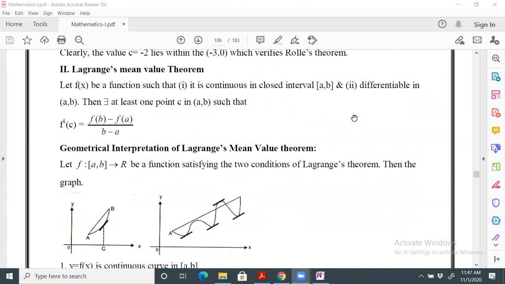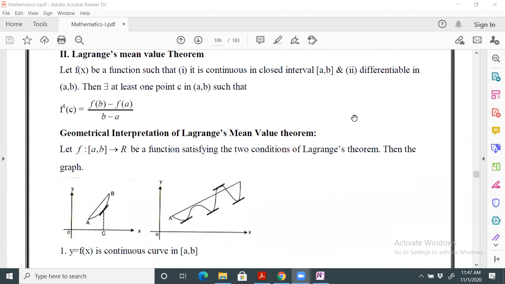Lagrange's mean value theorem and Rolle's theorem are both similar, but only one point is different. In Rolle's theorem, the first condition: let f of x be a function defined from the closed interval a comma b to R, continuous in the closed interval a comma b. The second condition is differentiable in the open interval a comma b, and the third condition is f of a equals f of b. That condition will not exist here, so we have only two conditions in Lagrange's mean value theorem.